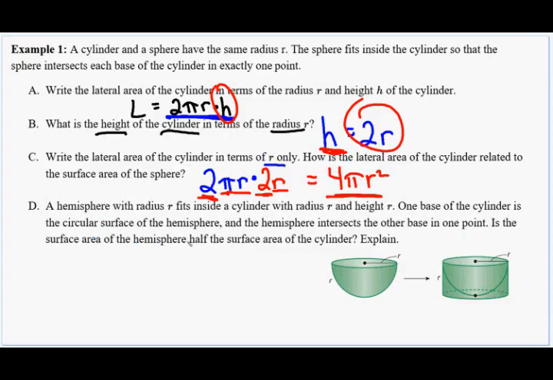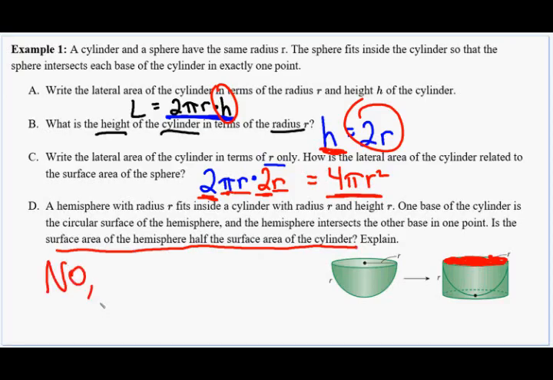Is the surface area of the hemisphere half the surface area of the cylinder? Well, when we cut the cylinder in half and the sphere was inside, we have this extra bit here. Let me color over it in red ink. So now this red region would also be part of the surface area of the sphere inside. So the short answer here: is the surface area of the hemisphere half the surface area of the cylinder? No.